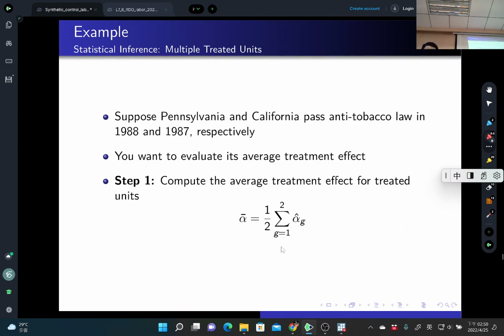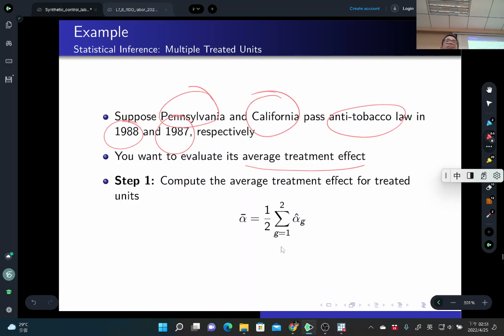So here I give you an example. Before going to the more generalized case, we give you just one example, where only two units get a treatment. Suppose Pennsylvania and California, these two states passed an anti-tobacco law in 1988 and 1987. Since these two states both passed this law, we want to know the average effect of this law on cigarette consumption in these two states. So you want to evaluate the average treatment effect. You don't just want to know the treatment effect for a specific state.